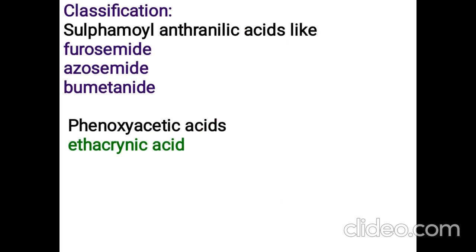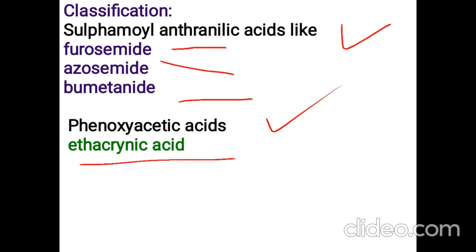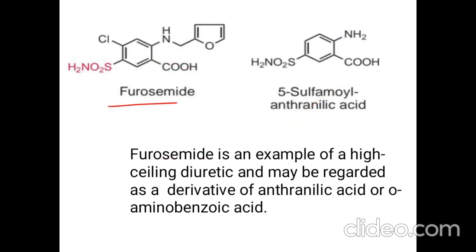These high ceiling diuretics, loop diuretics, are classified into two types depending upon their structure. One is sulfamyl anthranilic acid like diuretics. The second one is phenoxyacetic acid diuretics. Drugs furosemide, azosemide, bumetanide come under the sulfamyl anthranilic acid like diuretics, and the drug ethacrynic acid is the example of phenoxyacetic acid diuretics. Okay, so this is the structure of furosemide.